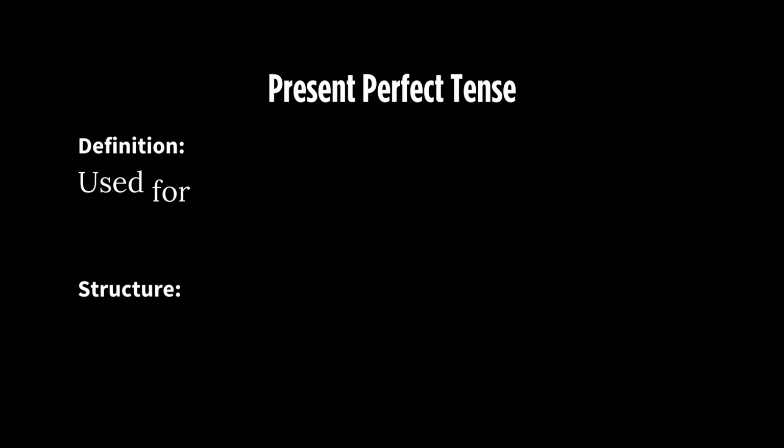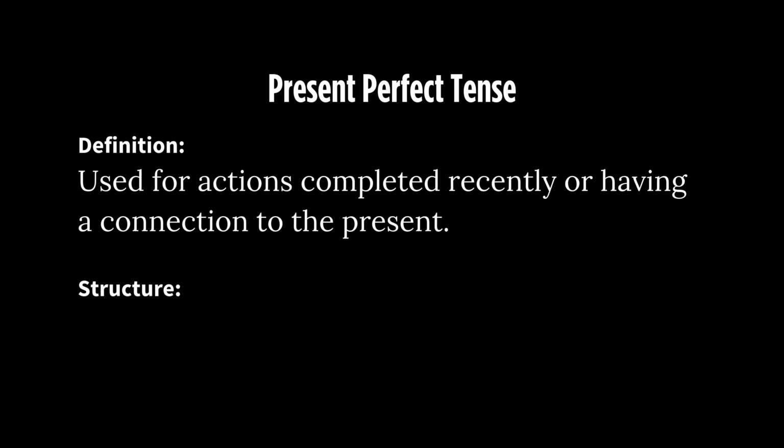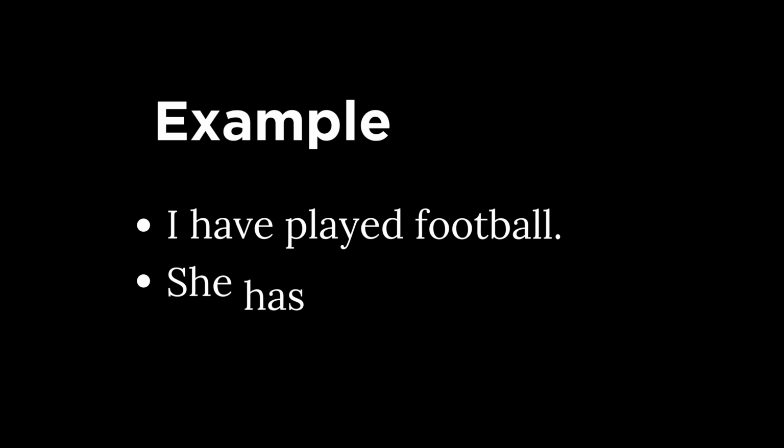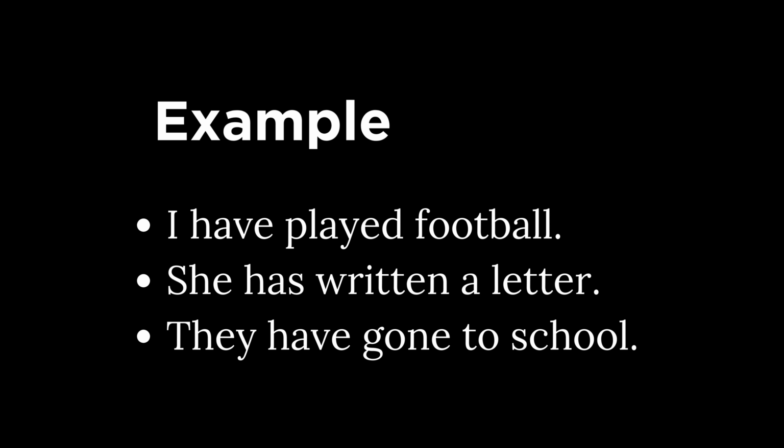Present perfect tense, definition: used for actions completed recently or having a connection to the present. Structure: subject plus has or have plus past participle plus object. Examples: I have played football. She has written a letter. They have gone to school.